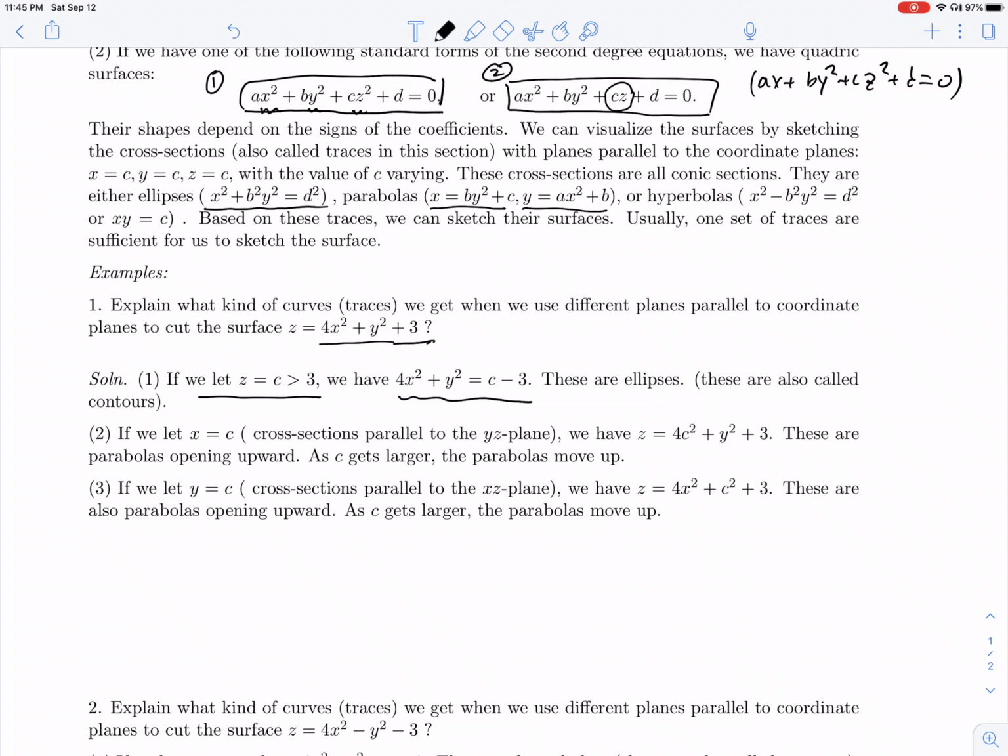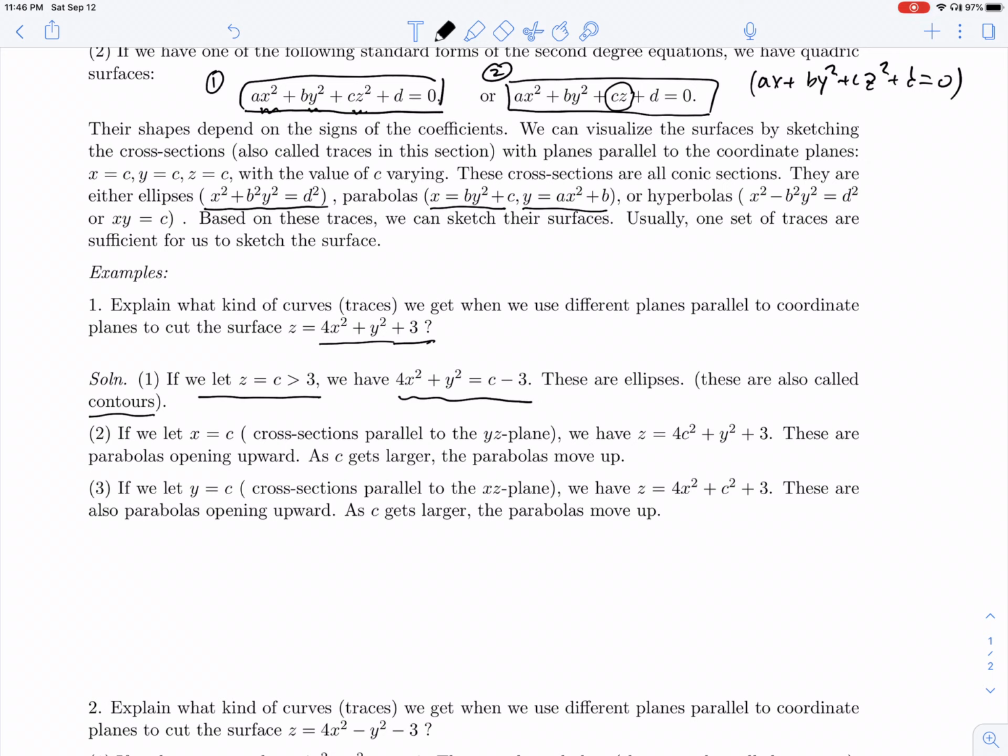Okay, and these choices are also called contours. That's something we also mentioned because they are the cross sections with planes parallel to the xy plane.